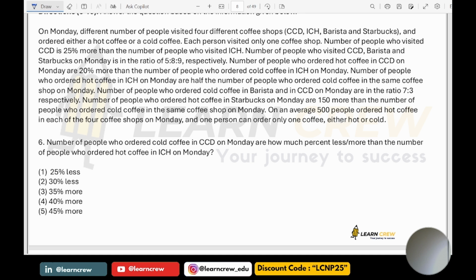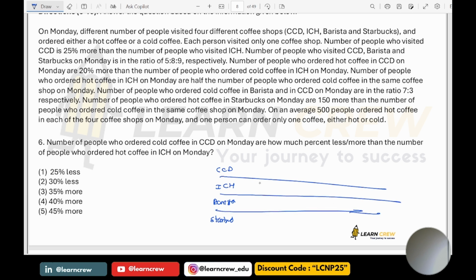On average, 500 people ordered hot coffee in each of the 4 coffee shops on Monday, and one person can order only one coffee, either hot or cold. Please see here, you have different coffee shops here. One is CCD, the other is ICH, the other is Barista, the other is Starbucks. So these 4 types of coffee shops we have, and the total number of people visited.